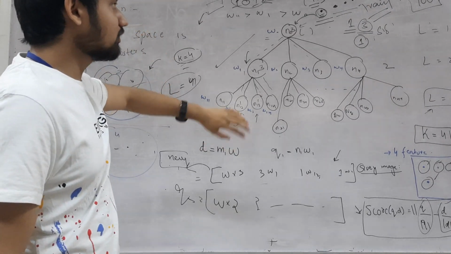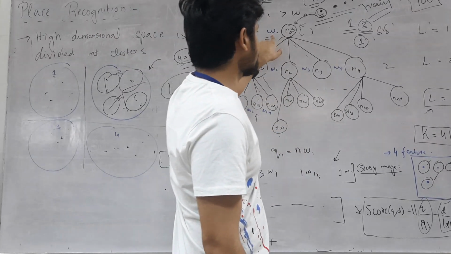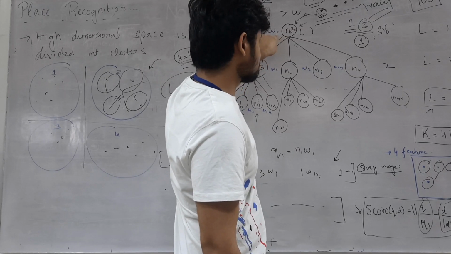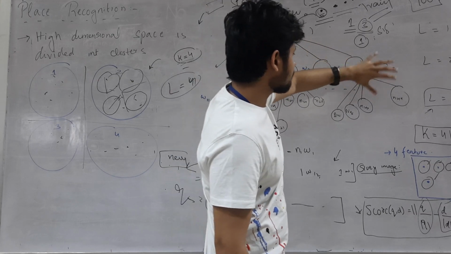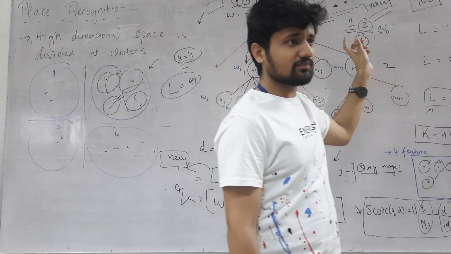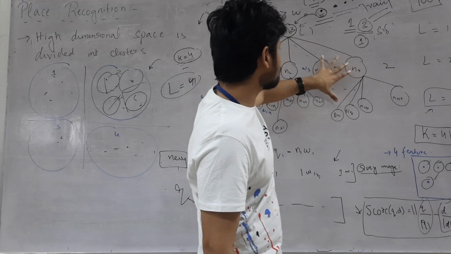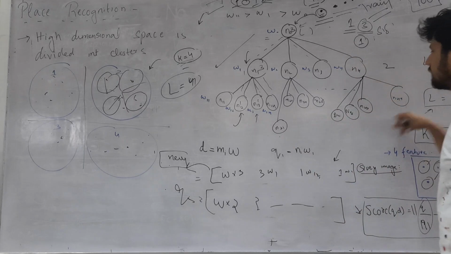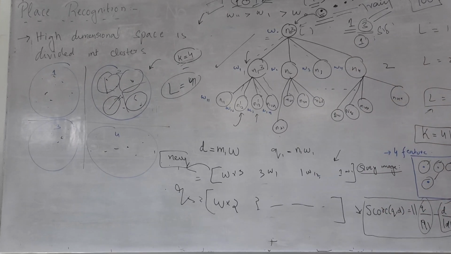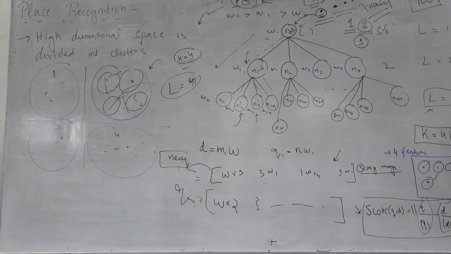Now you don't need to compare your new image with every other cluster. Why? Because if a descriptor takes, let's say, this path, obviously you have shortlisted your nodes to compare your image to. If your image has taken this path, it means you don't need to calculate the score of the remaining nodes. You only need to compare the score of the nodes that are here. So obviously the computational complexity also decreases in the case of a vocabulary tree. So this is how it is done.